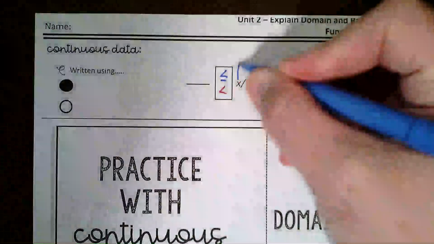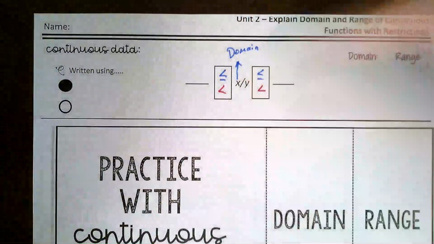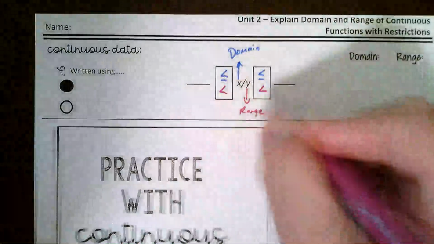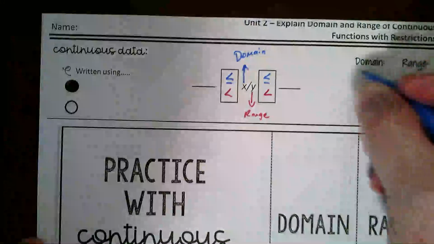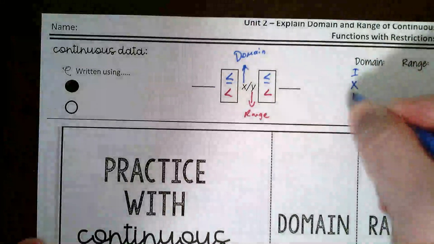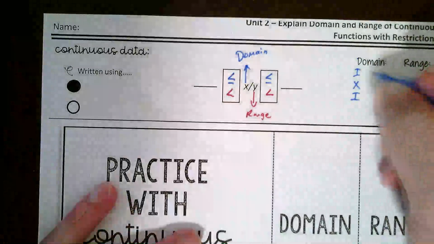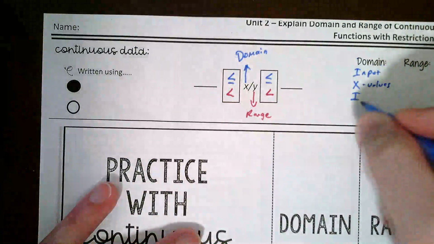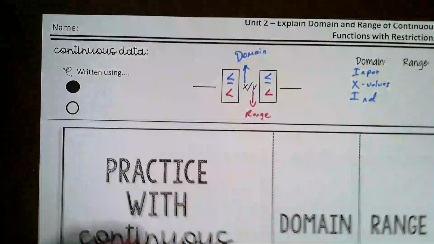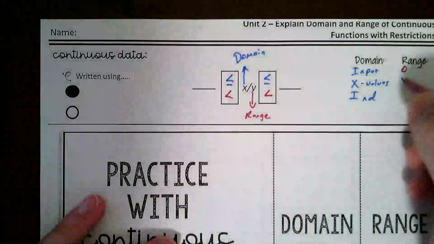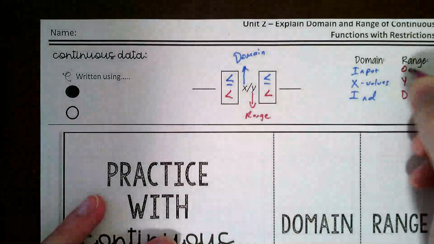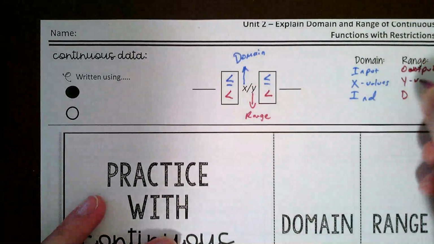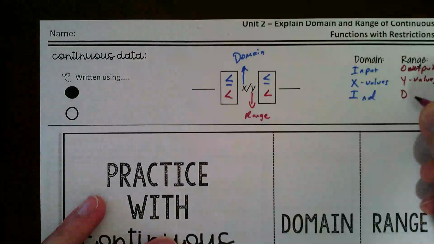I'm going to write all my blue ones in domain, and I'm going to write all the range values in this purple. Remember domain, remember Dixie. So domain is your input, your x values, or your independent values. And range, remember roid, so your output, your y values, or your dependent.